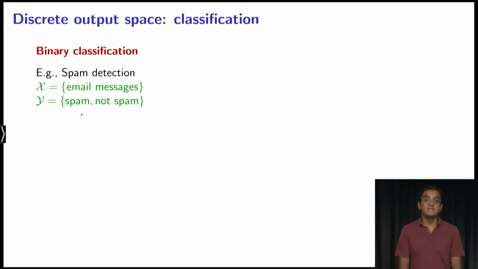The simplest setting is binary classification, where there are just two possible outputs: good or bad, plus or minus, yes or no. In spam detection, for example, the inputs, X, are email messages, and the desired output is just spam or not spam. There are just two choices. It's binary.